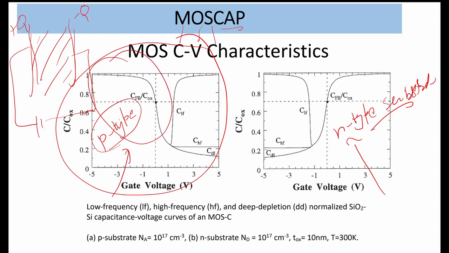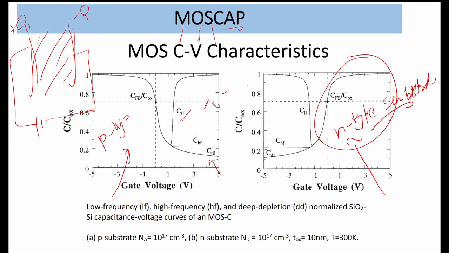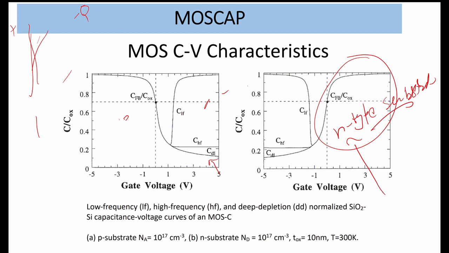All the characteristics are the same, but LF stands for low frequency. This is capacitance at low frequency, and capacitance at high frequency. What is this low frequency, high frequency, and this is the deep depletion region? How are these behaving? These are the simple characteristics. I haven't told you what a MOSCAP looks like, so I will tell you about the MOSCAP.